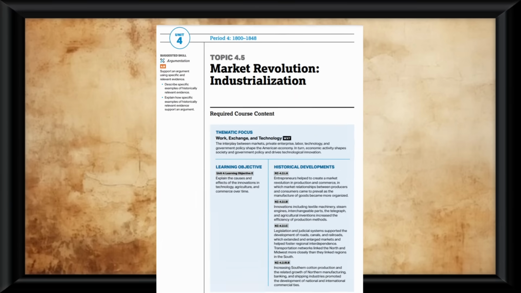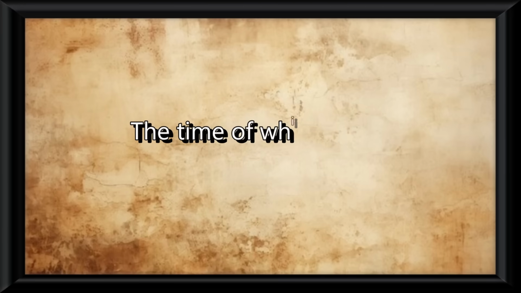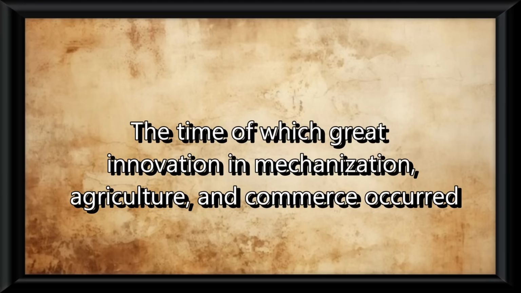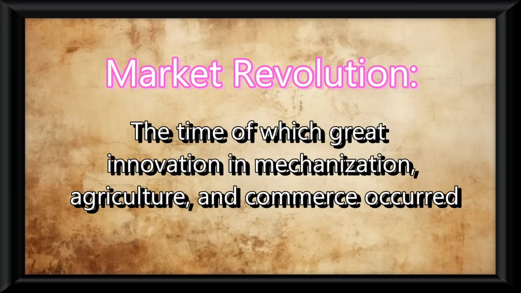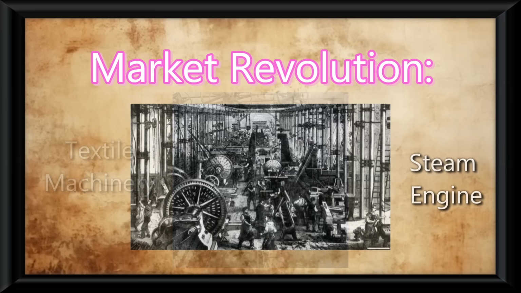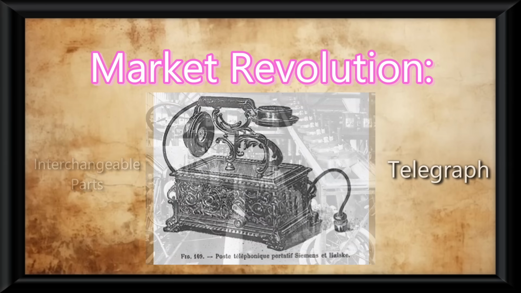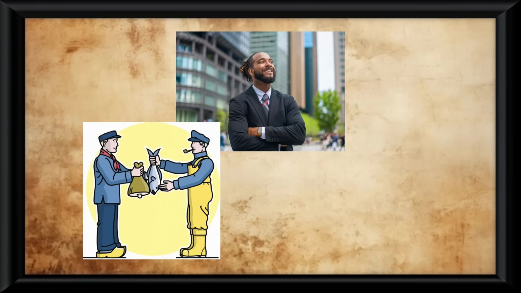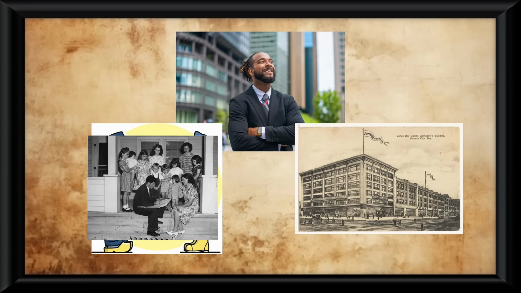Topic 4.5 introduces the Market Revolution. The time of which great innovation in mechanization, agriculture, and commerce occurred is largely called and known as the Market Revolution, which is just a little part of the larger industrial evolution of the world. Inventions like the textile machinery, steam engines, interchangeable parts, the telegraph, and agricultural inventions made production methods of different products so much faster and easier, causing entrepreneurs to make a lot of goods and businesses, causing people to buy more goods, and you get the idea.